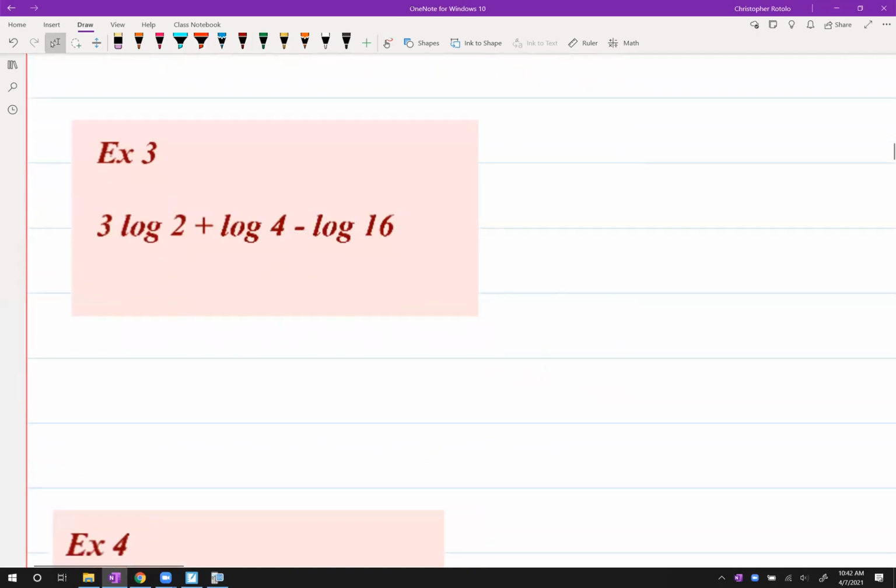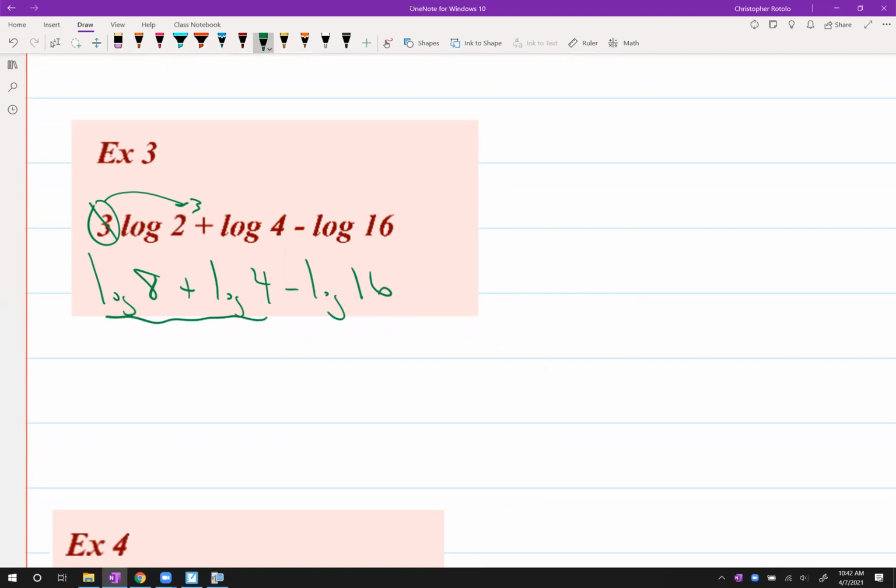All right, so first thing I'm going to do is I'm always going to look for any coefficients. So I see this one here. So this is going to be 2 to the third. So that's going to be log 8 plus log 4 minus log 16. Then I want to work left to right. So I'm going to work on these guys here. So log 8 plus log of 4, that means I should multiply 8 and 4. So that's log of 32 minus log 16. Now I'm going to subtract, which means I should divide. So log 32 divided by 16 is 2. So we go log 2.